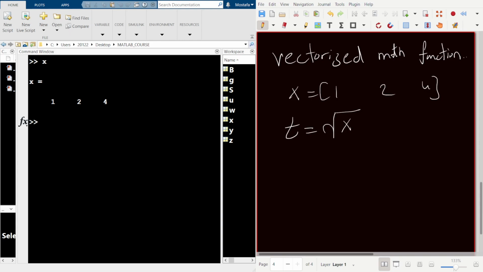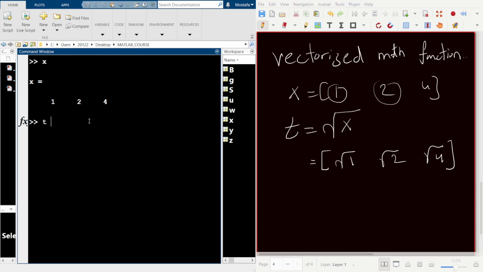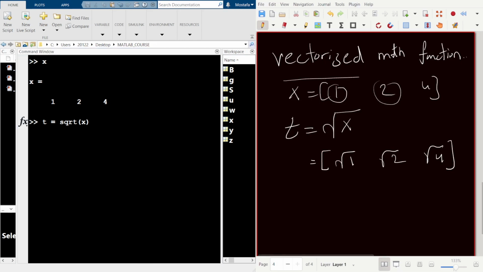I mean that t in itself is an array, and it contains the square root of the first element in x, so square root of 1, and square root of the second element, and then square root of the third element. So if I simply calculate t equals sqrt of x, and it gives me the correct answer, it means that the square root function is vectorized. Vectorized means that it accepts x either as a scalar, a single number, or as a whole array. In fact, all mathematical functions in MATLAB are automatically vectorized.